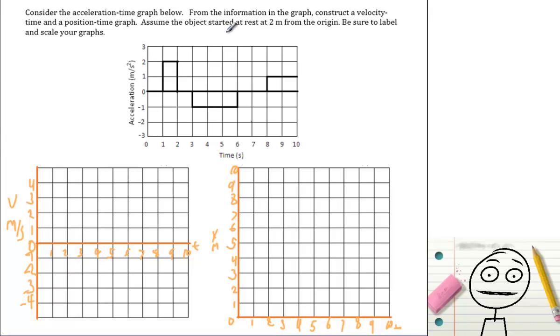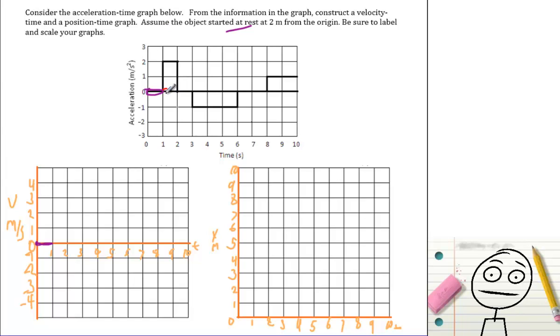It says assume the object started at rest. So I know right away my first point is 0. And since my acceleration is 0 for that first second, that tells me this object does not change its velocity, so it remains at 0 meters per second for that entire time interval.